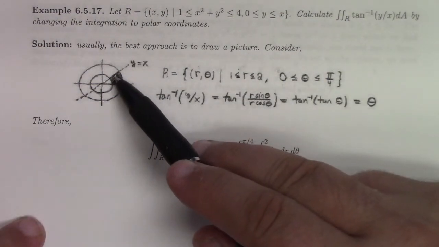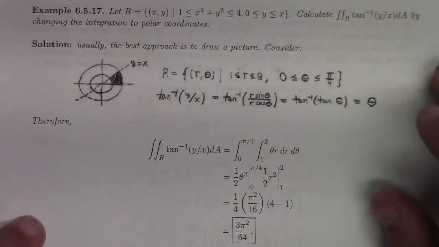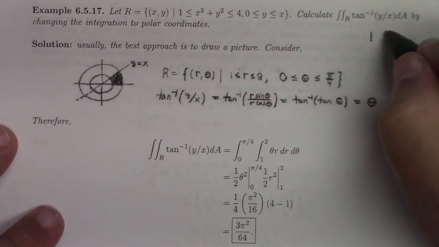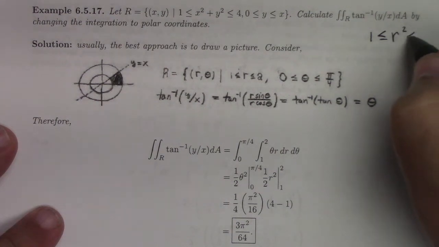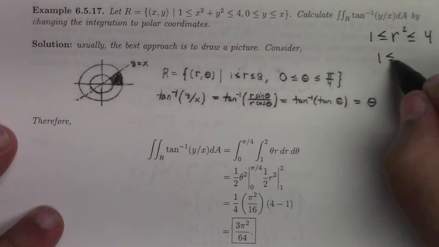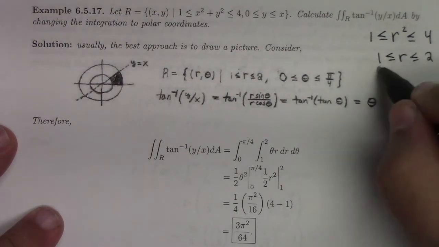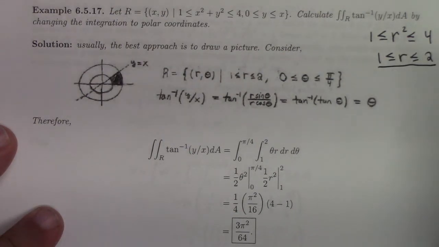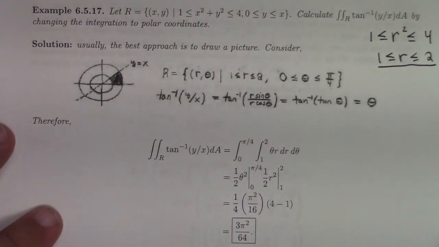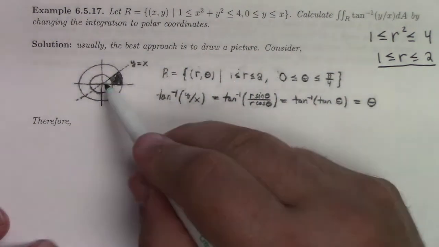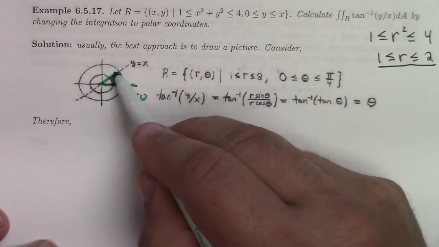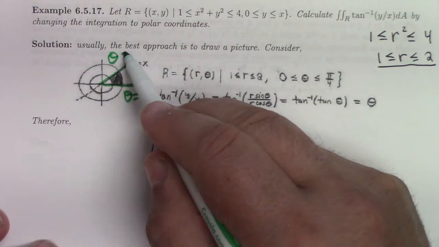The inner radius is 1, because this is 1 less than or equal to r squared less than or equal to 4. So that says 1 less than or equal to r less than or equal to 2. That's how the r is varying. And then you're going from theta equals 0 there, that's theta equals 0, and y equals x, well, that's theta equals pi over 4.